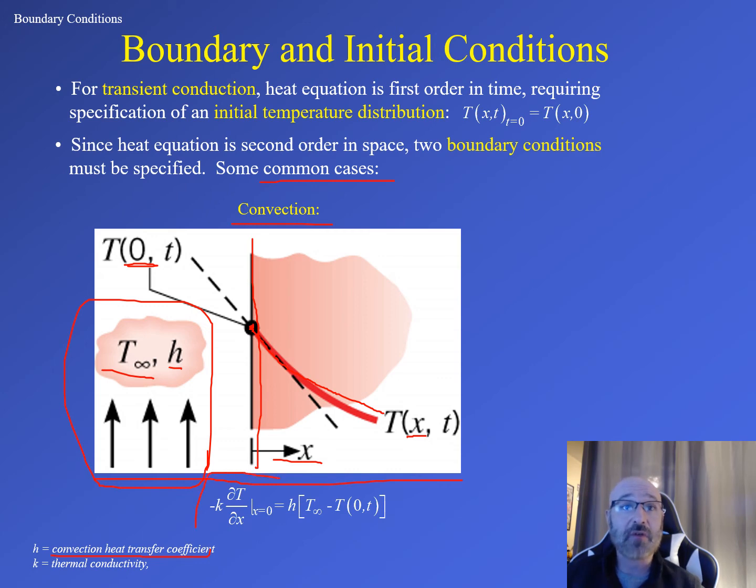Now we have our general governing equation for our convection case, where we have negative k, our thermal conductivity, times dT/dx, our gradient, or change in temperature with respect to distance x. When x is equal to 0, this is equal to h, our convection heat transfer coefficient, times T sub infinity, the temperature of the surrounding gas, minus the temperature at the surface, T sub 0, at some time. So this is our general governing equation when we're dealing with the special case of convection.